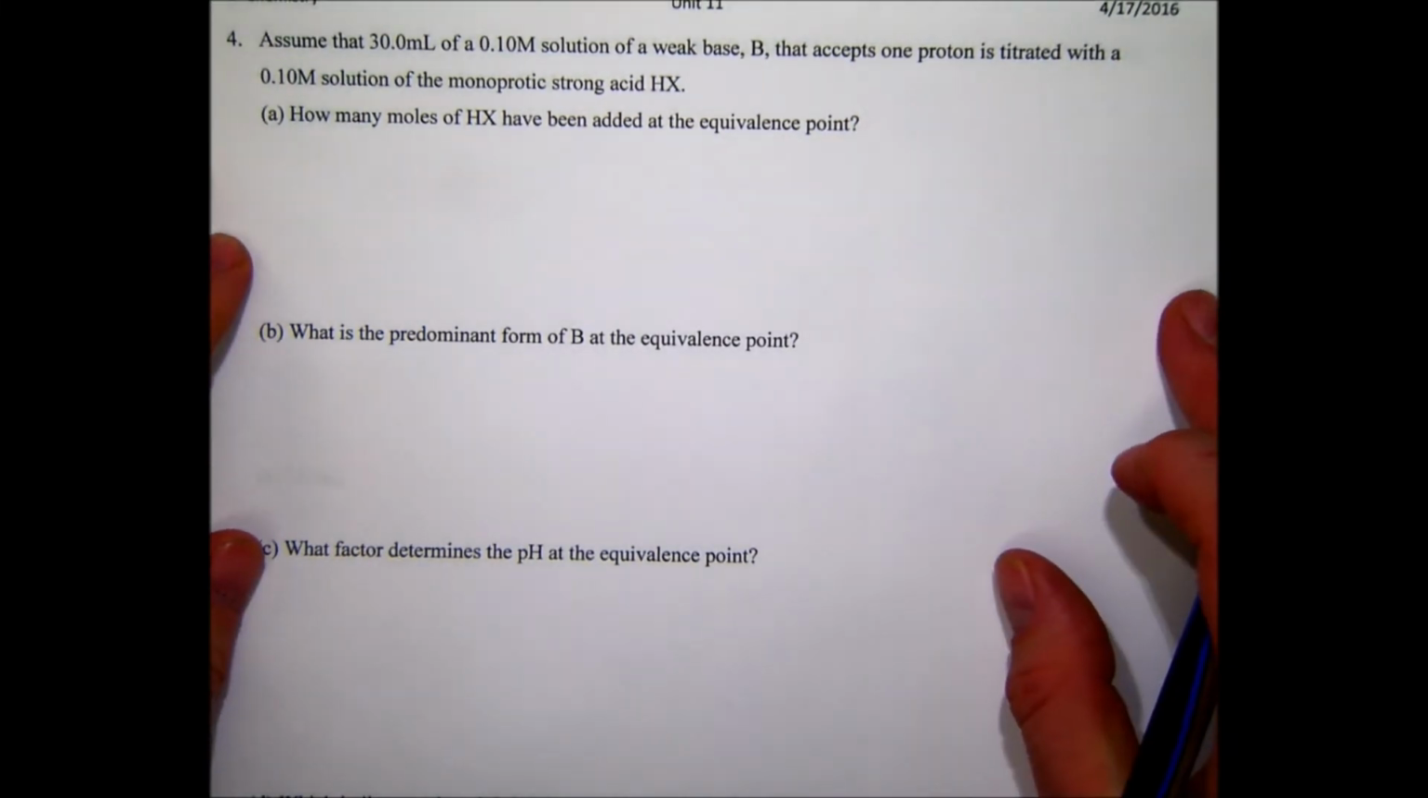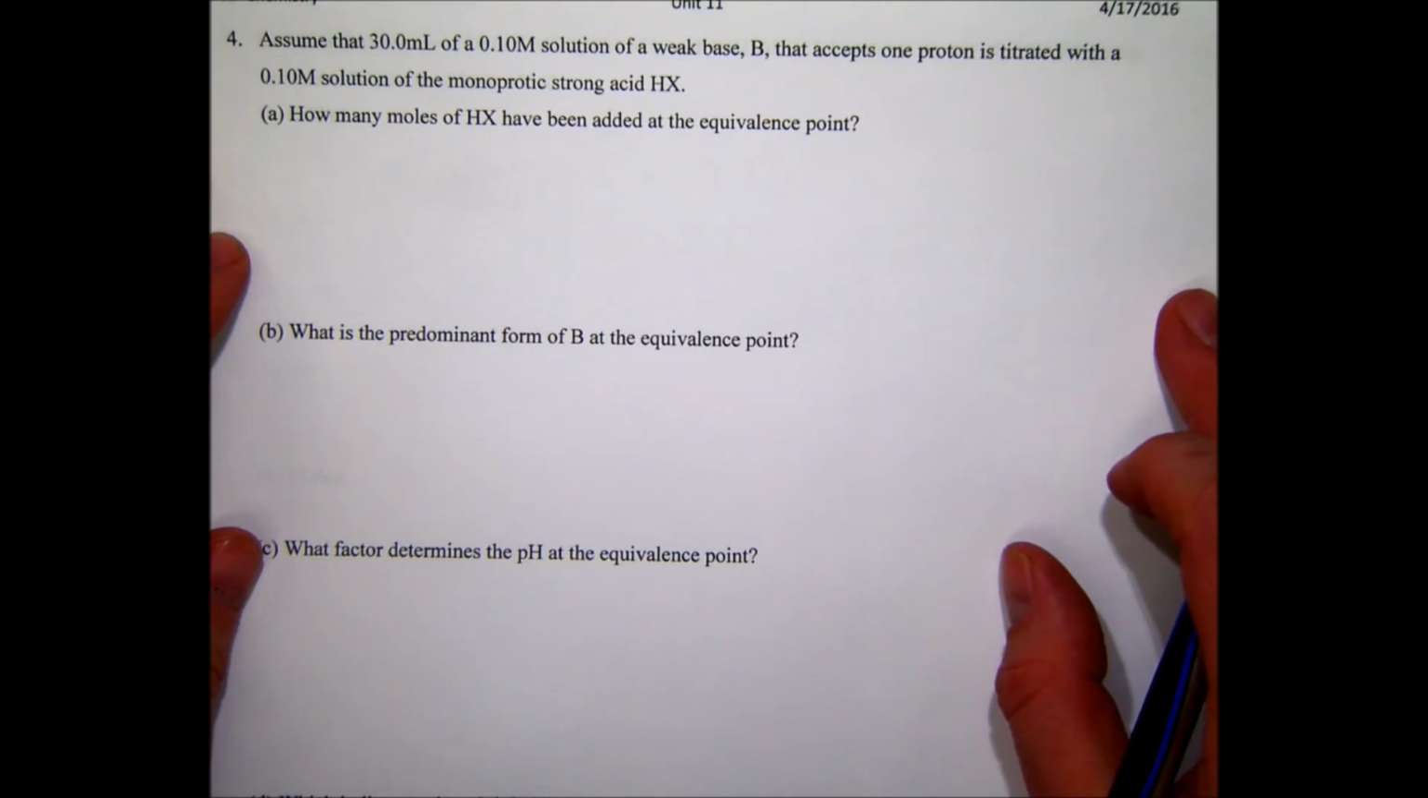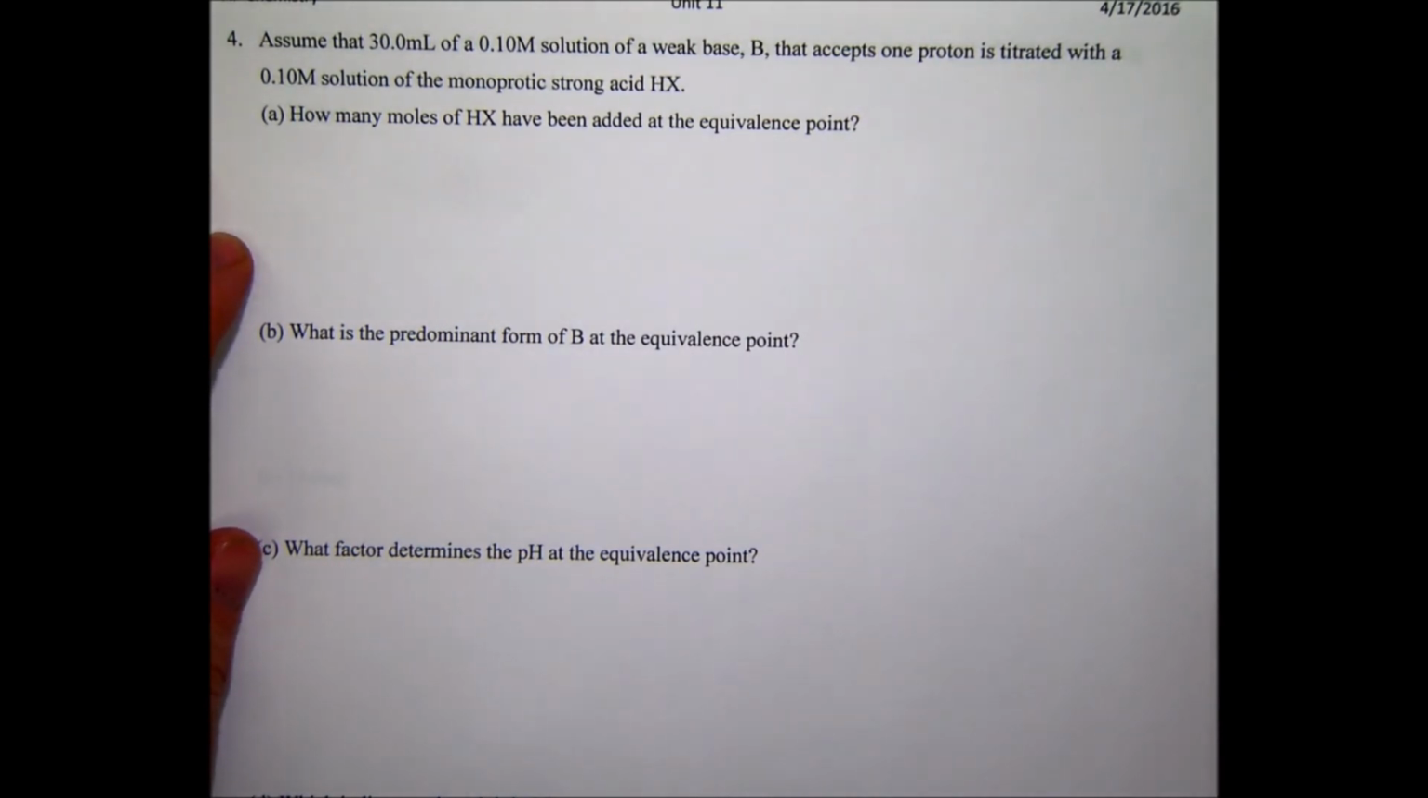So now we're going to start getting into calculations specifically with the titration. So we have a question here that says assume that 30 mL of a 0.1 molar solution of a weak base, let's call it B, that accepts one proton is titrated with a 0.1 molar solution of a monoprotic strong acid, HX, so something like HCl. How many moles of HX have been added at the equivalence point?